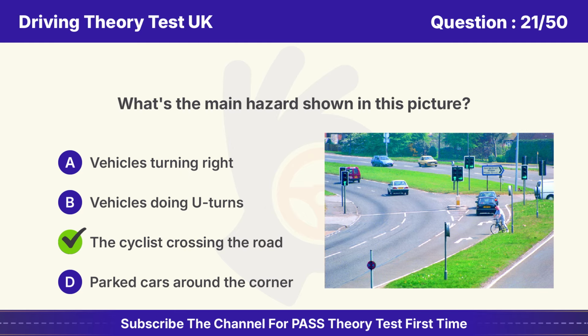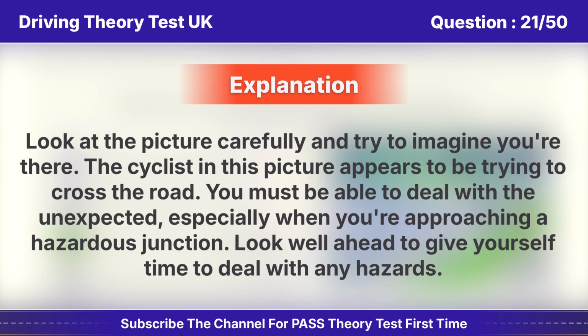Answer is C. The cyclist crossing the road. Look at the picture carefully and try to imagine you're there. The cyclist in this picture appears to be trying to cross the road. You must be able to deal with the unexpected, especially when you're approaching a hazardous junction. Look well ahead to give yourself time to deal with any hazards.